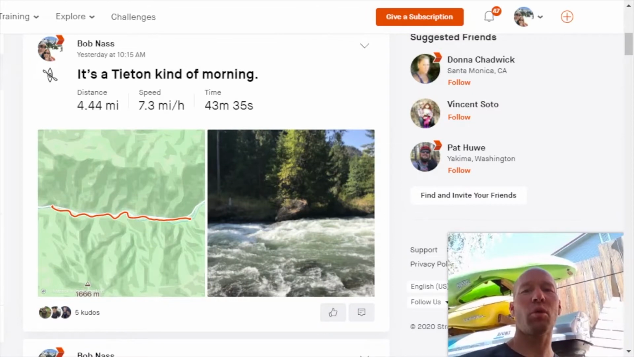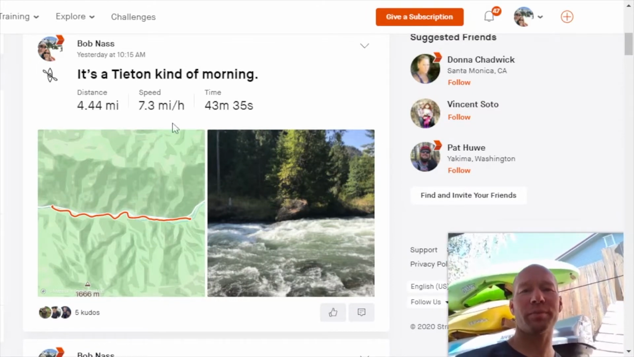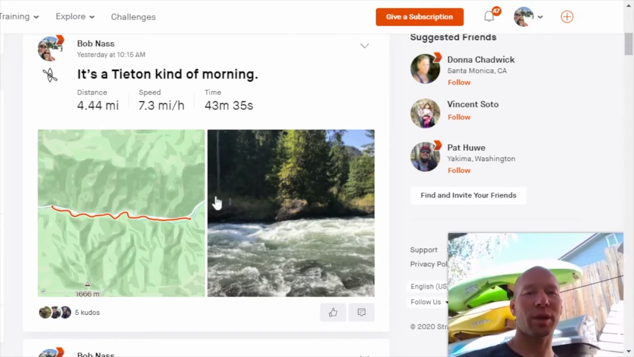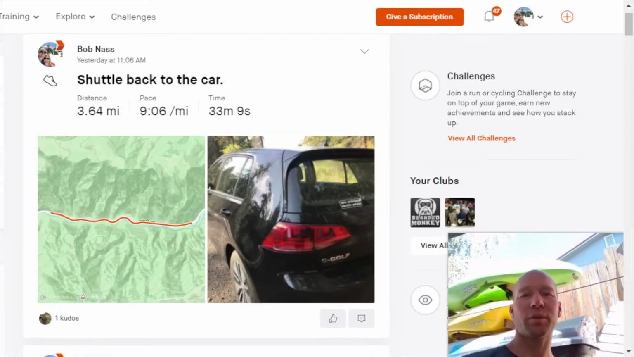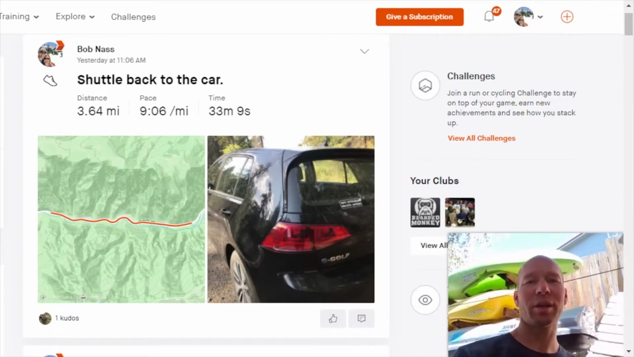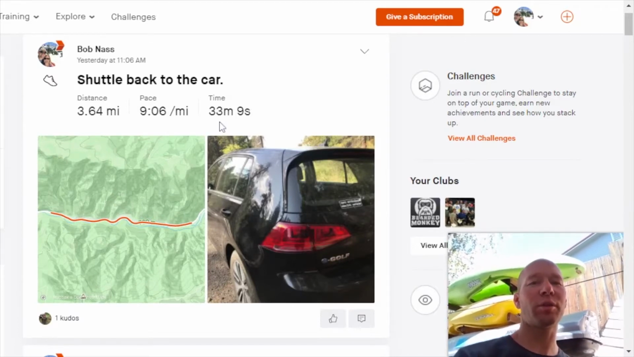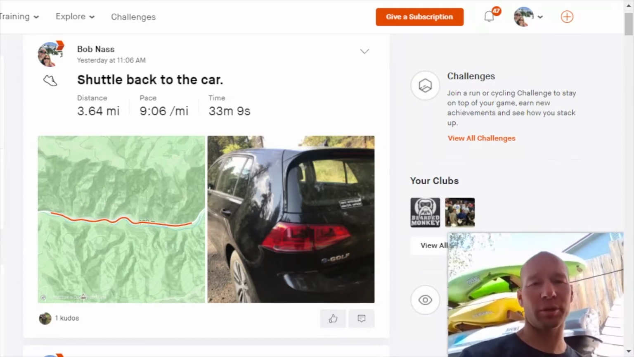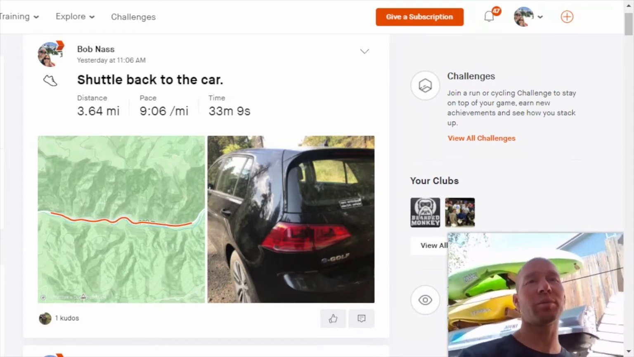I went 4.44 miles in 43 minutes and 35 seconds when I was kayaking down the river. Then when I was running back, I went 3.64 miles in 33 minutes and 9 seconds. Let's use some easier numbers. So I'm going to convert those into numbers that we can do.